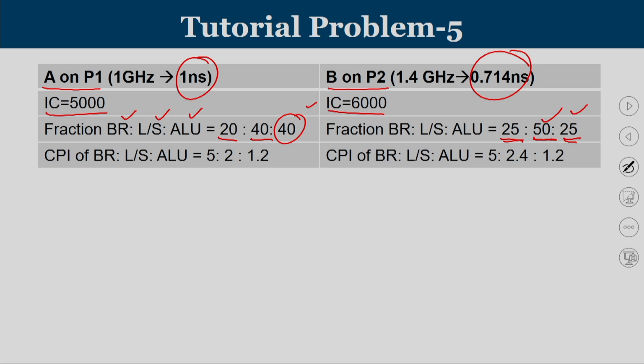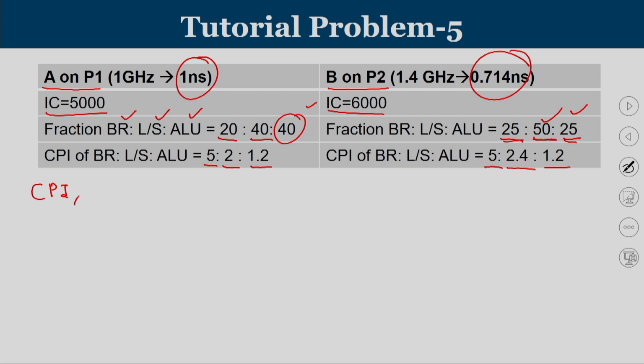The CPI is given. The CPI of branch instruction is 5 in both the cases. The CPI of load store instruction is 2 in the case of P1 and 2.4 in the case of P2, and the CPI of ALU instruction is the same. Now, let us try to understand what is the average CPI of program A.